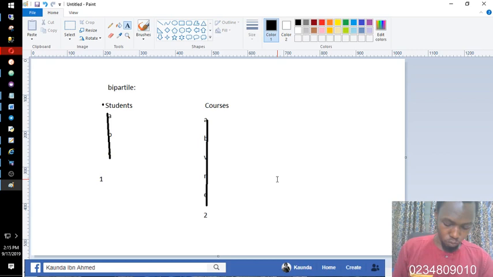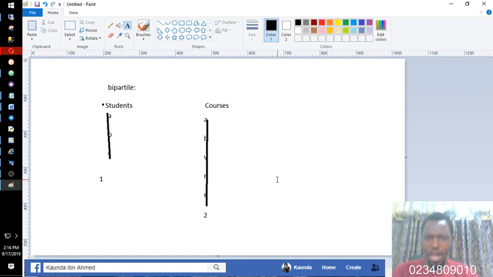And then there is a star. You know, we have a cycle, we have a wheel, we have a complete graph, there's also a star. A star comes from bipartite. If you have understood bipartite, then that is it. If there is only one component on one side, then that makes it a star.